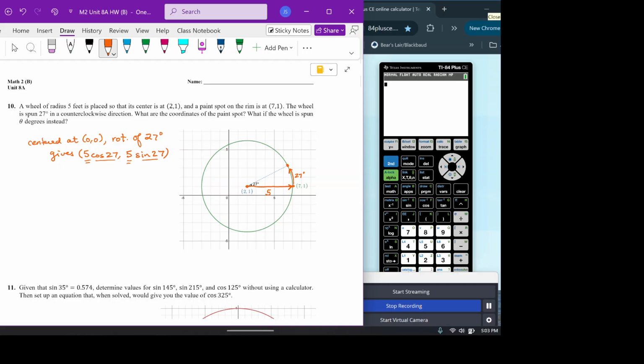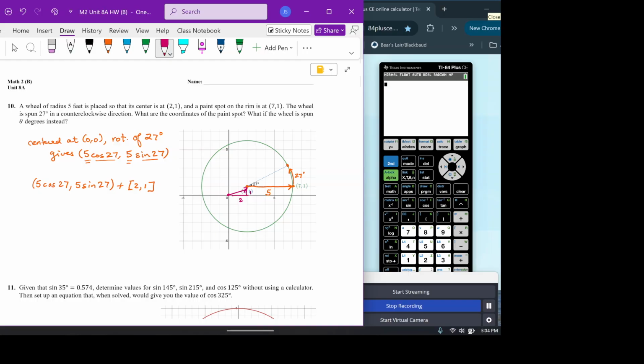Okay. But we're not centered at 0, 0. We're centered 2 units this way and 1 unit up. So what we really need to do is take that 5 cos 27, 5 sine 27, and move it by adding. Now, this notation might be new for some of you, but we're adding it by a vector. Vectors tell you how much to move. So this vector is saying move that center point from 0, 0, 2 units this way and 1 unit up, right?